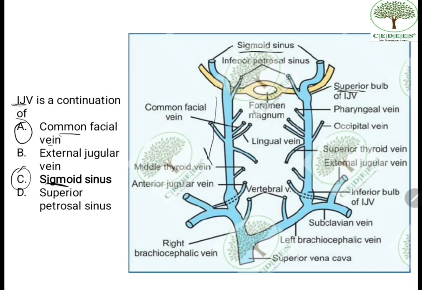So it will first form within the jugular foramen as a direct continuation of sigmoid sinus, exit the jugular foramen along with the internal carotid artery, and it will then travel almost vertically downwards, as we all know, within the carotid sheath. Once it travels vertically downwards, just at its termination, it will form another dilatation called the inferior bulb of the IJV, and then it will join with the subclavian vein to form the brachiocephalic vein. So it is a continuation of sigmoid sinus.